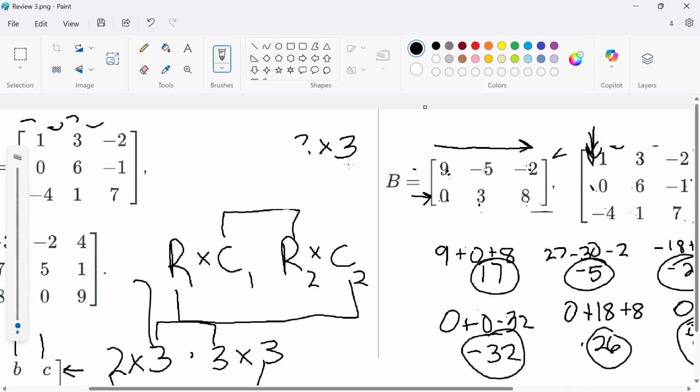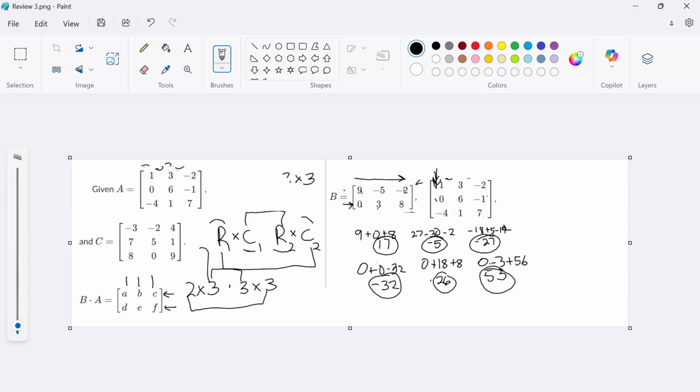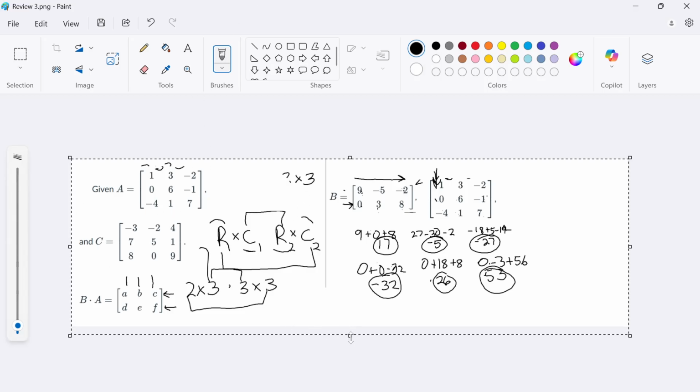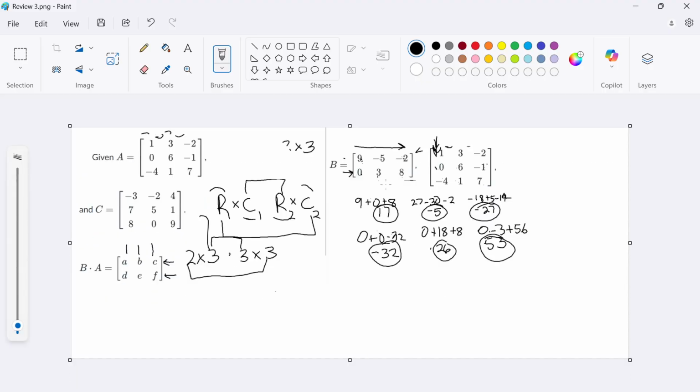And this is the key. The number of columns of the first must be equal to the number of rows of the second. And the result will have the number of rows of the first by the number of columns of the second. So here's a very quick example. What if I wanted to multiply A times B? Well, let me look. A is 3 by 3, and B is 2 rows and 3 columns. And notice now, the middle number is not the same. So I cannot multiply matrix A times matrix B. I can multiply matrix B times matrix A. In matrix multiplication, order matters.